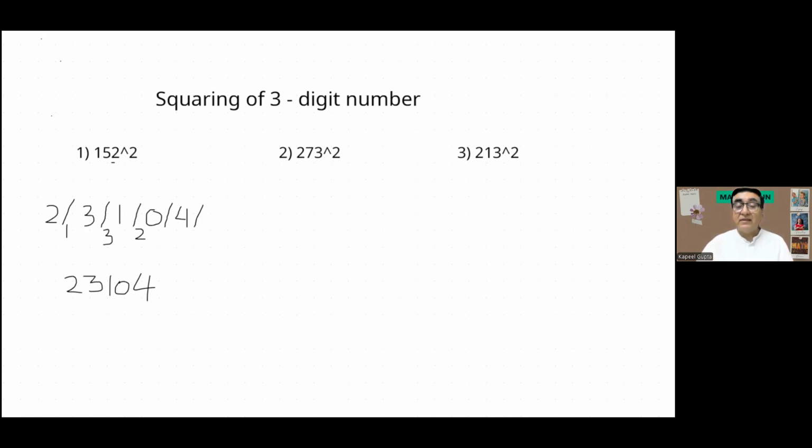Now I take 1 and 5. So once again, for a two-digit number, just find the product and double it. So 5 into 5 into 2, 10. 10 plus 3, 13. So 3 is there and 1 carry forward.